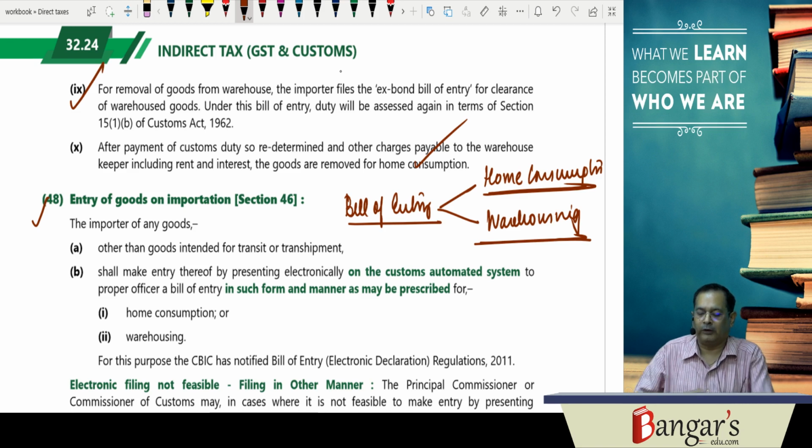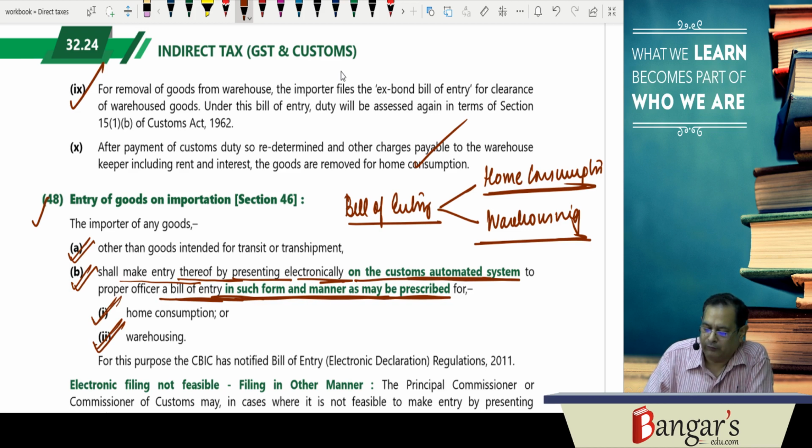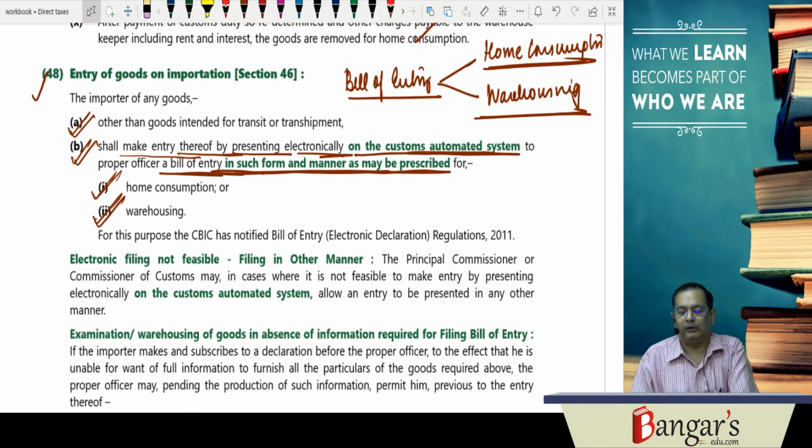So the importer of any goods, other than goods intended for transit or transshipment, shall make an entry thereof by presenting electronically on the customs automated system to the proper officer a bill of entry in such form and manner as may be prescribed. It may be bill of entry for home consumption, or it may be bill of entry for warehousing. And for this purpose, CBIC has notified bill of entry electronic declaration regulations.